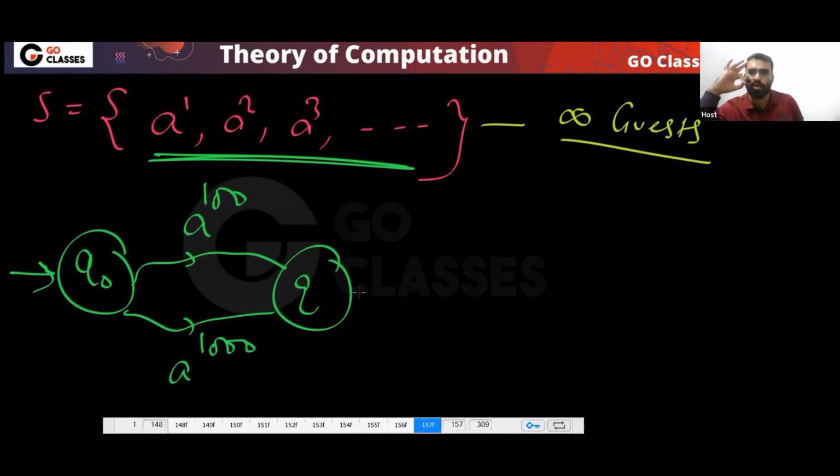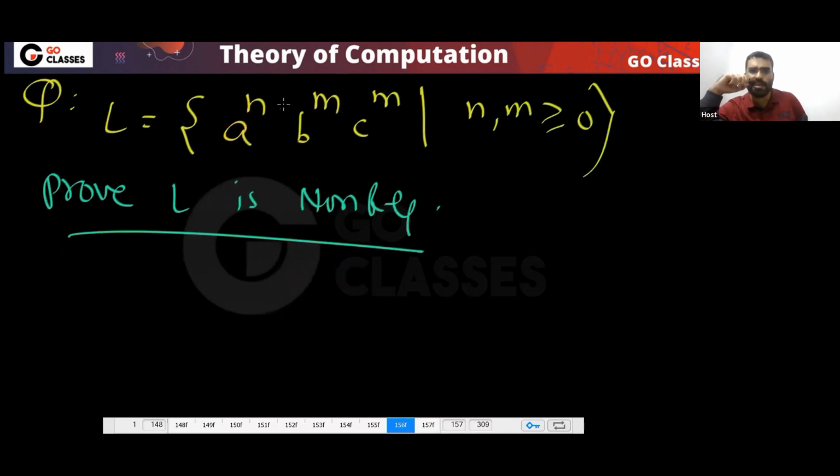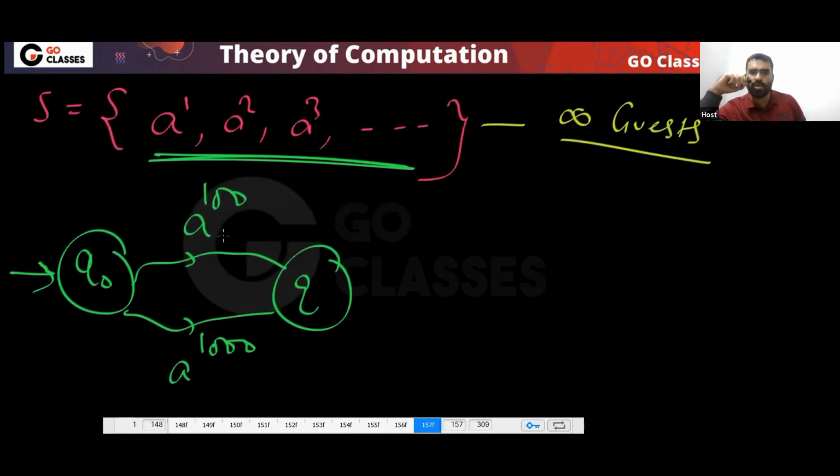There is no problem, because you can notice ultimately number of a does not matter. Number of a really does not matter in this language. So if they are going to the same state, is there any problem?